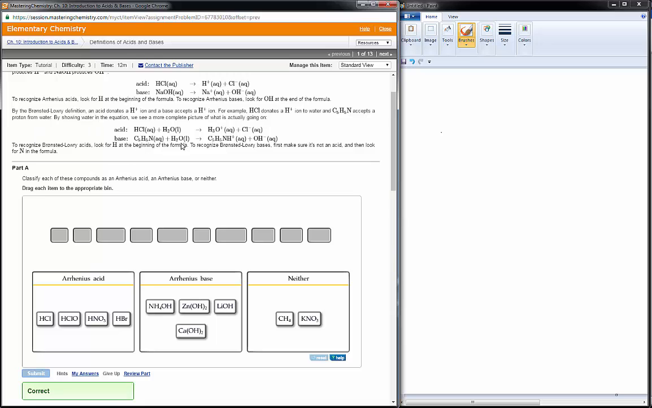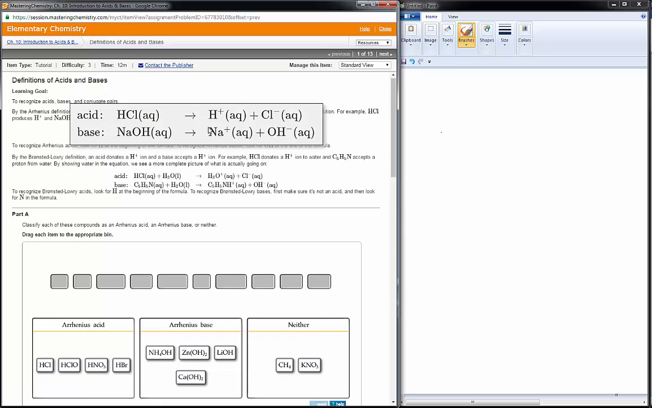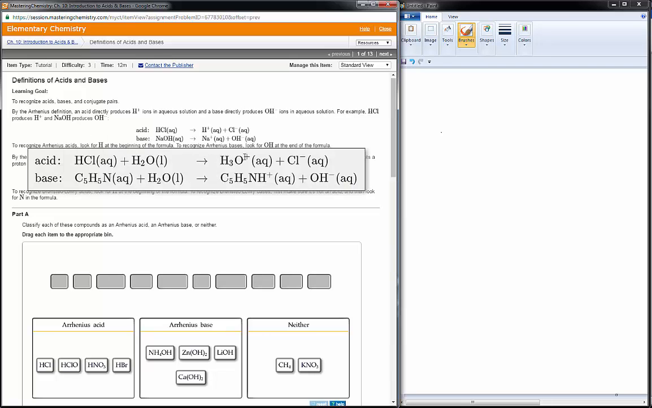Now, a Brønsted-Lowry model is slightly more robust or slightly more expanded than the Arrhenius model. It still says that acids donate H+, but it also recognizes that in water, if you have H+ in water, it's not actually just running around by itself as H+. It's attached to the water. In this form, we call that a hydronium ion, and water will pick up that hydrogen to make this H3O+ ion. So the acids are pretty similar.